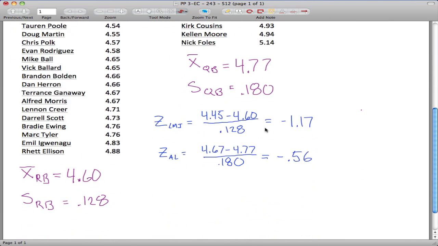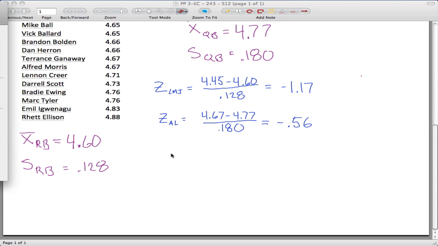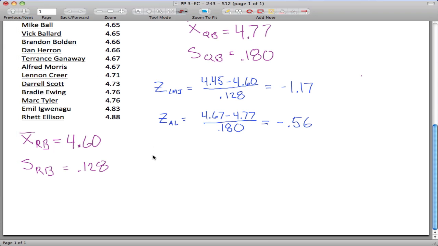We have these two z-scores, and so what this is saying is LaMichael James ran 1.17 standard deviations faster than his peers, whereas Andrew Luck ran 0.56 standard deviations faster than his peers. They're both faster because the signs are negative in both. So what I would say is LaMichael, maybe I'll abbreviate LaMichael James. Oh, you know what I'll do? I'm going to write James.